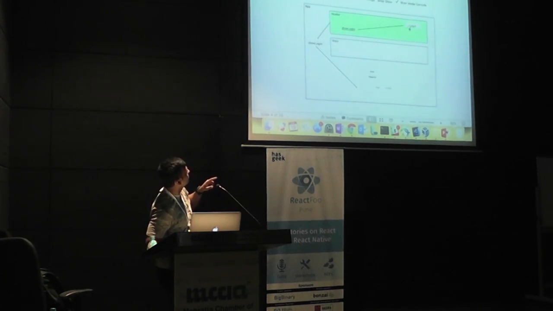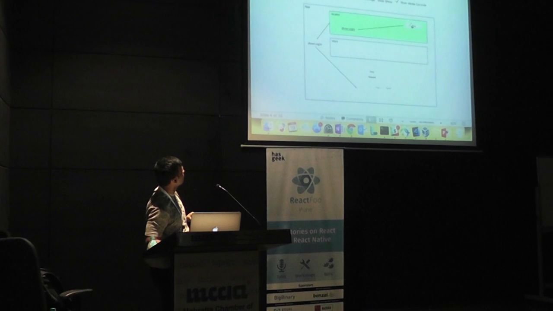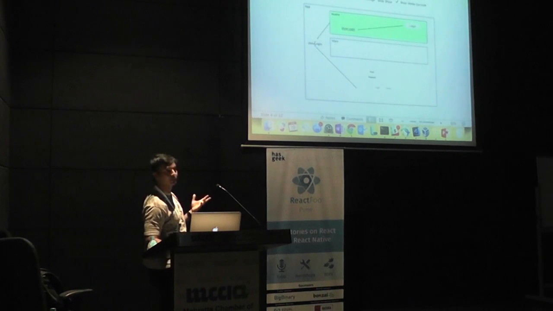Now, if my login button has to tell this guy to show or hide, how will it do it? The moment I click on this login button, there will be a show state in my header. This will be set to true. The moment this header gets to know that this is set to true, he will set another state to true in its parent, which is my app.